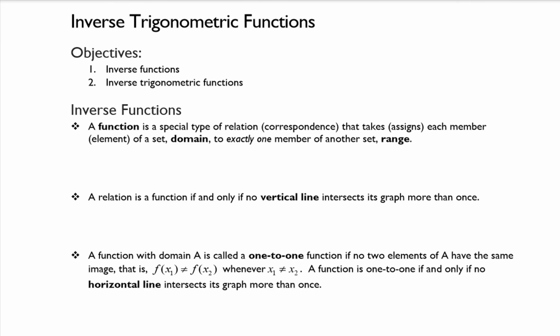A relation is a function if and only if no vertical line intersects its graph more than once. You might remember this as being called the vertical line test. A function with domain A is called one-to-one if no two elements of A have the same image. Another way of saying that is f of x sub 1 should not equal f of x sub 2 whenever x1 does not equal x2. A function is one-to-one if and only if no horizontal line intersects its graph more than once.